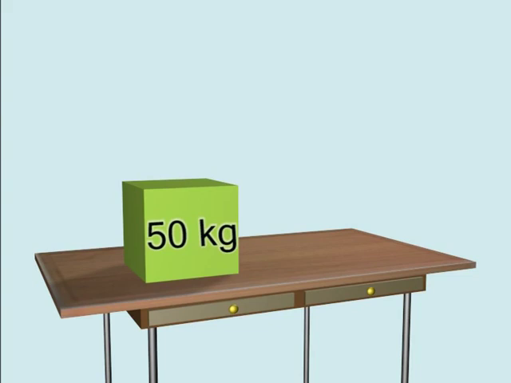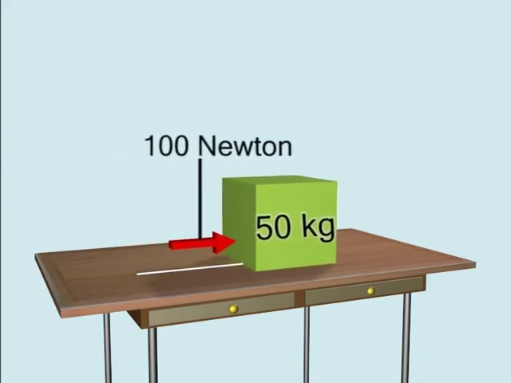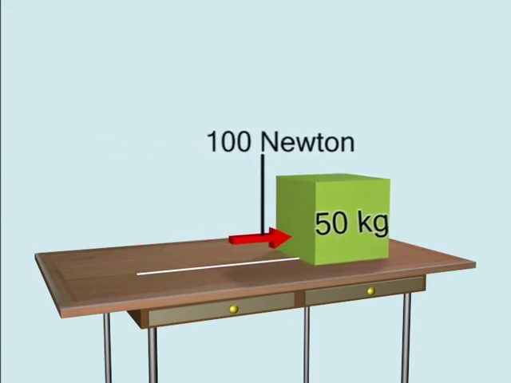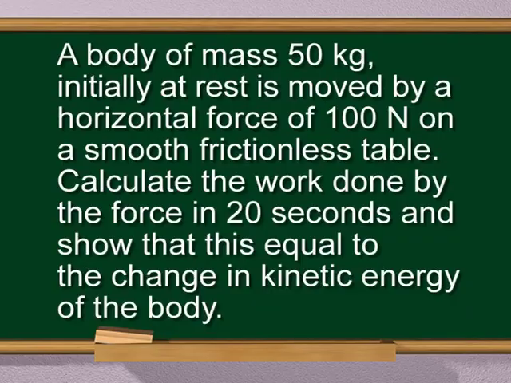A body of mass 50 kg initially at rest is moved by a horizontal force of 100 Newton on a smooth frictionless table. Calculate the work done by the force in 20 seconds and show that this is equal to the change in kinetic energy of the body.